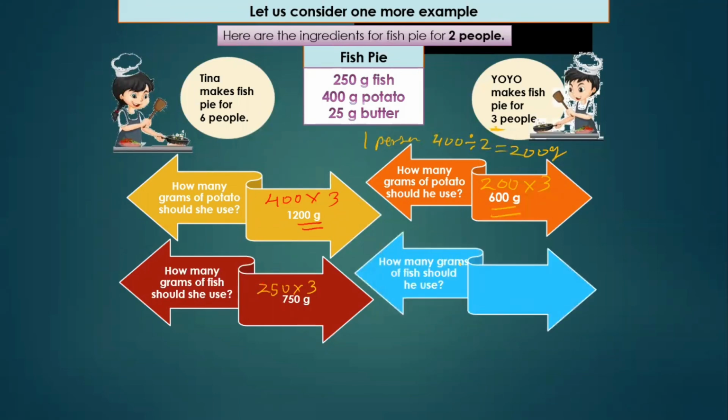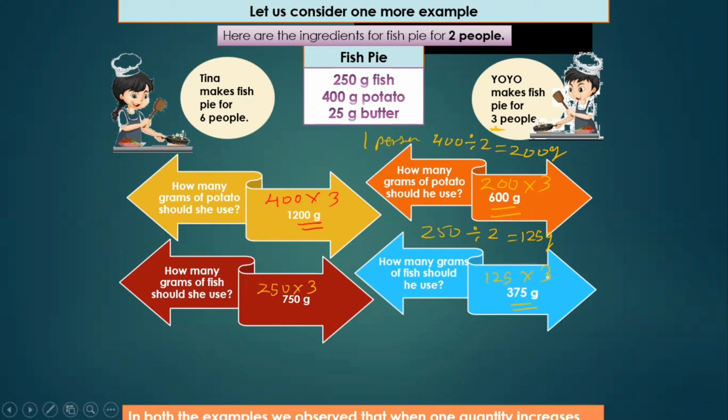Now, how many grams of fish should we use? Fish is 250 grams. If I have to find for 1 person, I divide by 2, which I get as 125 grams. And then for 3 people, 125 times 3, which is 375 grams.